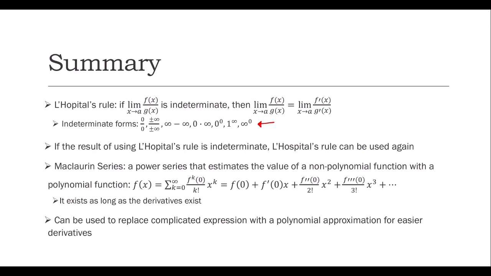A Maclaurin series is a power series that estimates the value of a non-polynomial function with a polynomial function, and you would use this to do that. And it exists as long as the derivative exists. And your Maclaurin series can be used to replace a complicated expression with a polynomial approximation for easier derivatives.